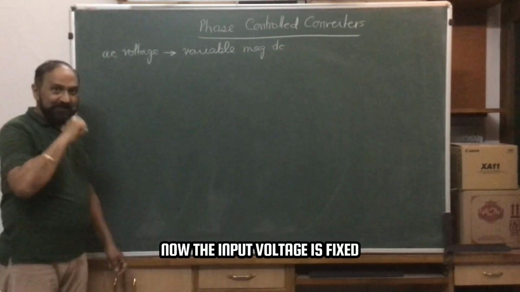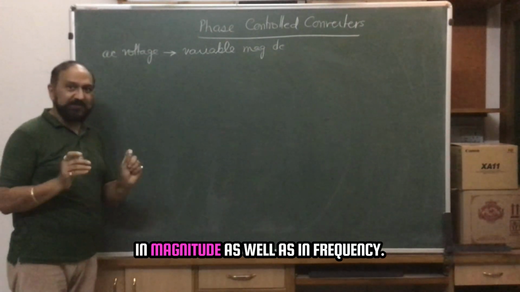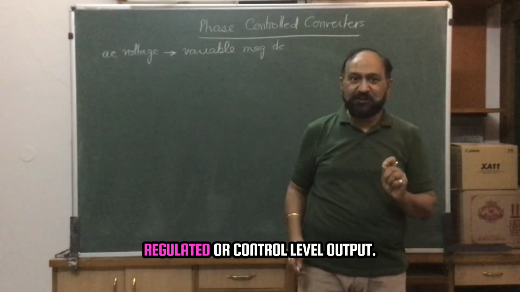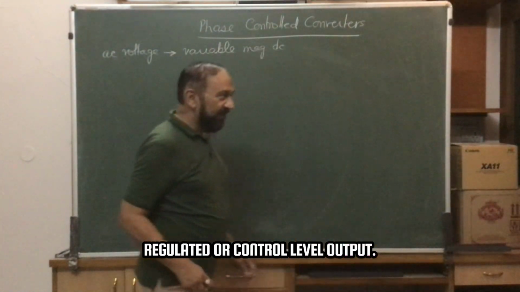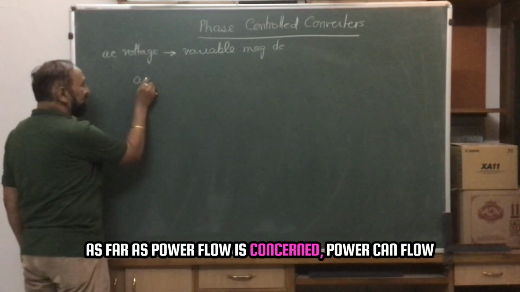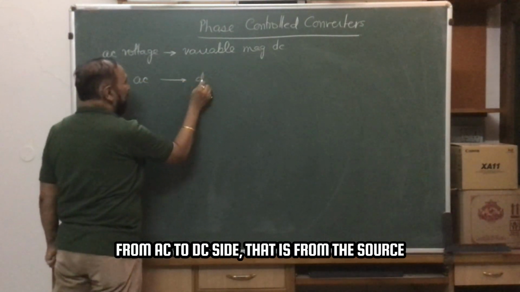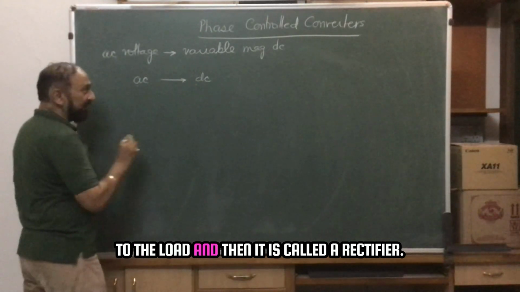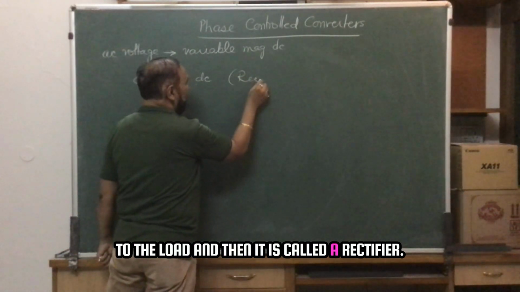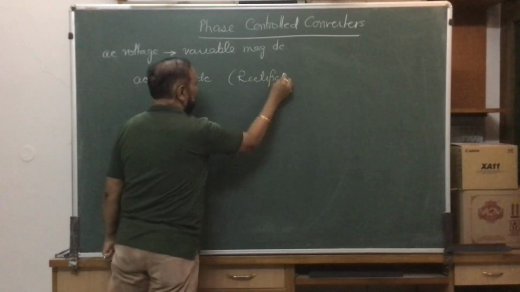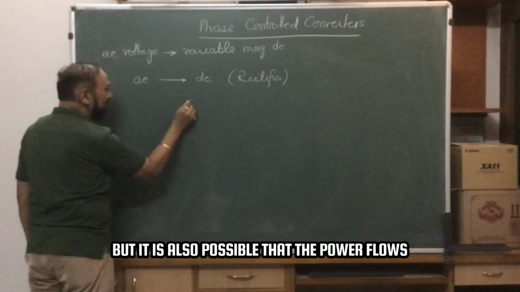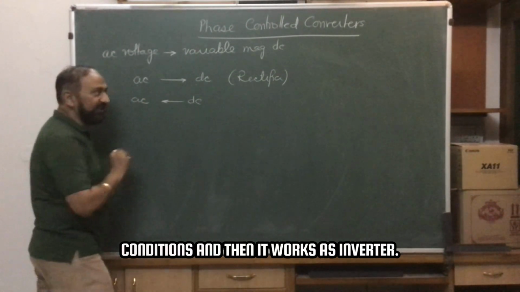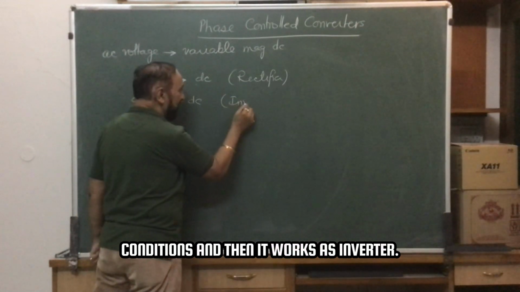Now, the input voltage is fixed in magnitude as well as in frequency, and the output voltage is regulated or controlled level output. As far as power flow is concerned, power can flow from AC to DC side, that is from the source to the load, and then it is called a rectifier. But it is also possible that the power flows from the DC side to AC side under certain conditions, and then it works as an inverter.